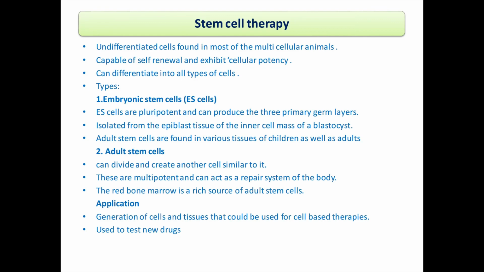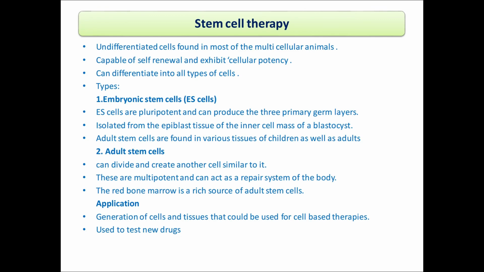These embryonic stem cells are isolated from the epiblast tissue of the blastocyst. What is this blastocyst? The blastocyst is the ball of cells that is produced out of the zygote. After fertilization, it undergoes repeated mitotic division to produce a mass of cells. From the inner cell mass of the blastocyst, the embryonic stem cells are isolated.